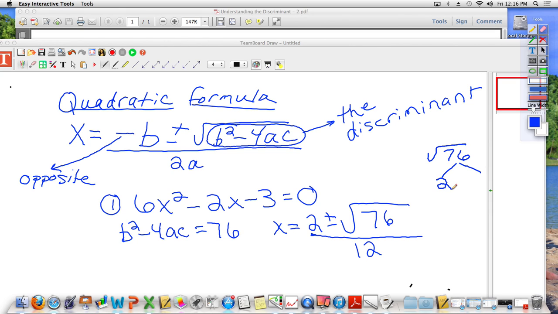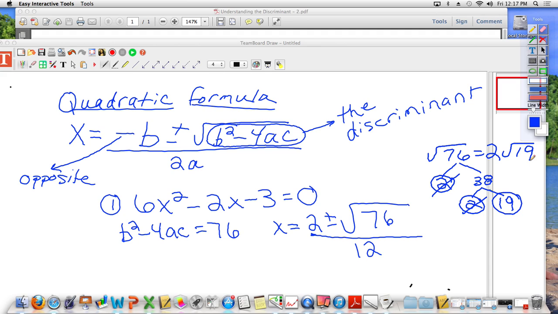2 and 38. 2 is prime. 38 is not prime. What can I do to the 38? 2 and 19. I circled a 2. Is 19 prime? Yes. Nothing will multiply to give you 19 except 1 and 19, therefore it is prime. So I circle that. You look for pairs of numbers. Every time you have a pair, you write it down. We have a pair of 2's. So the square root of 76 is actually equal to 2 square root of the leftover, which is 19.